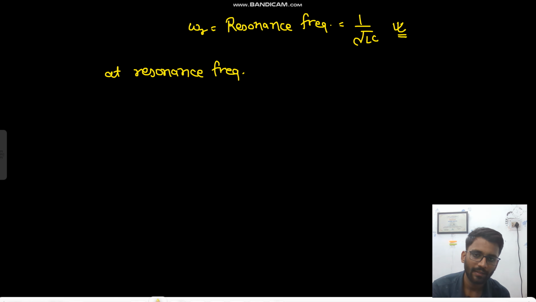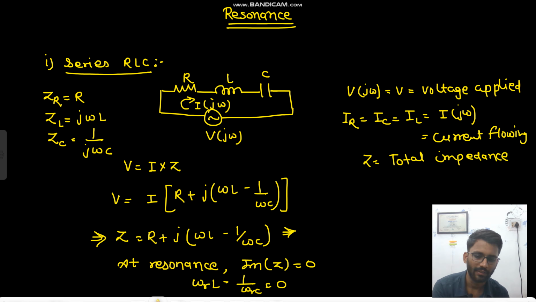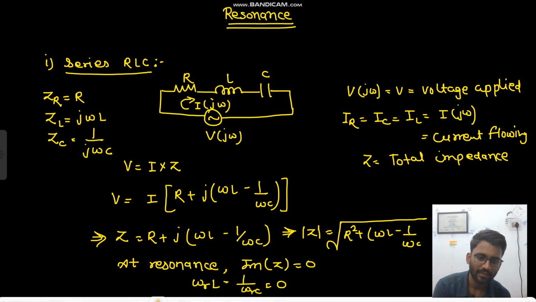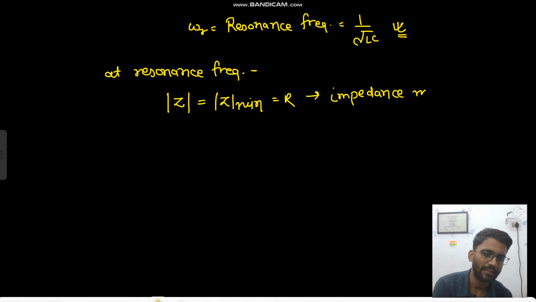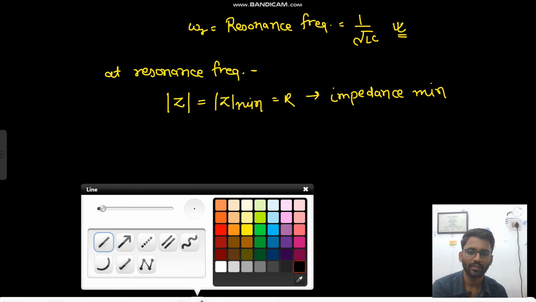what is happening here is that your magnitude of Z is equal to magnitude of Z minimum. Here I should also write the magnitude of Z. What is the magnitude of Z? Root R square plus omega L minus 1 by omega C, whole square. So this factor goes to 0. So the magnitude of Z is equal to Z minimum, that is equal to R. That means your impedance is minimum.